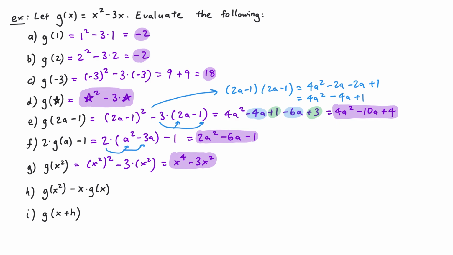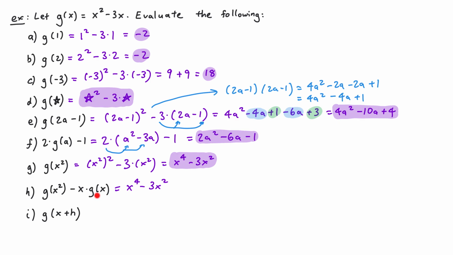In our next example, we have g of x squared minus x times g of x. So again, we have a complicated looking algebraic expression, but all we really need to do is replace the g's with their respective outputs. The g of x squared we found from our previous example is x to the 4th minus 3x squared. So let's replace that first. g of x squared is x to the 4th minus 3x squared. Then we're subtracting x times g of x.